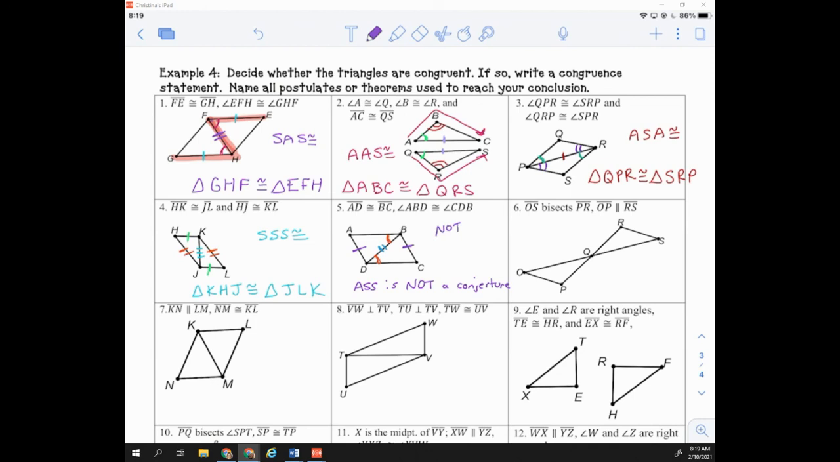So not congruent. Or at the very least, not enough information to prove congruence. We cannot prove congruence on this one.